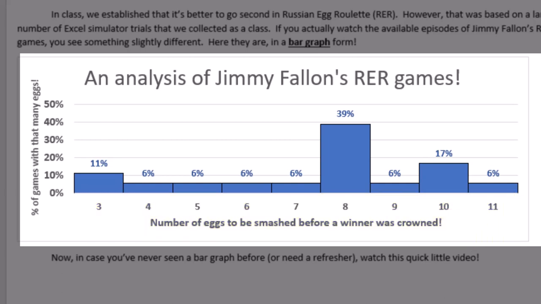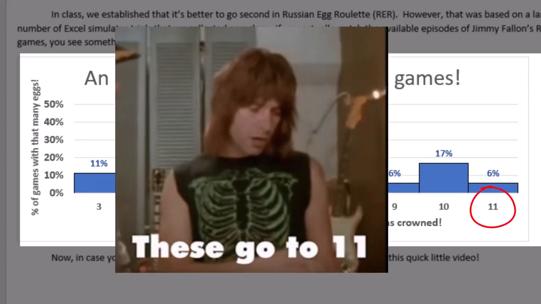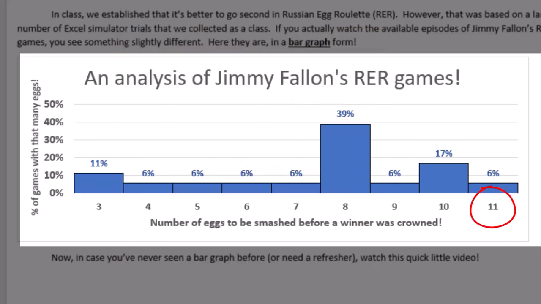So, for example, in the Peyton Manning Magic Johnson game, that was 5. That took 5 eggs, if you remember, to crown the winner. In that case, I think it was Magic. The least number of eggs it takes is 3. We established that in our in-class quiz this week. And the most number of eggs it takes is 11. You never have to smash that last egg. By the time you get to 11, you know who's won.